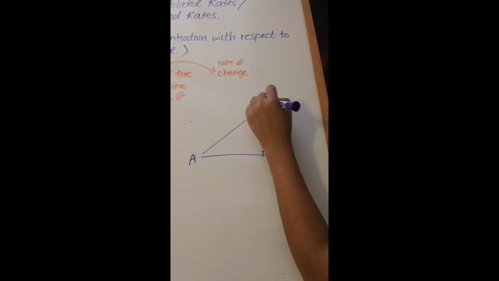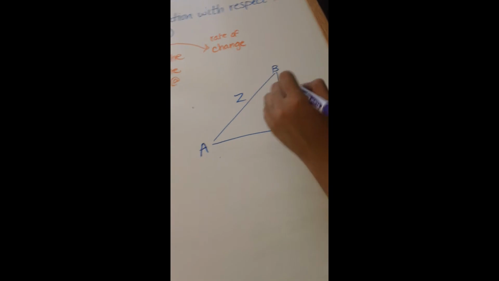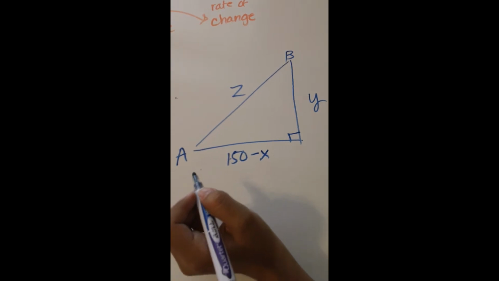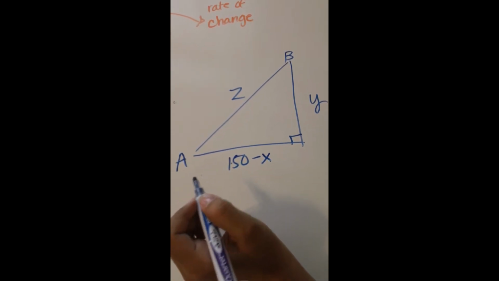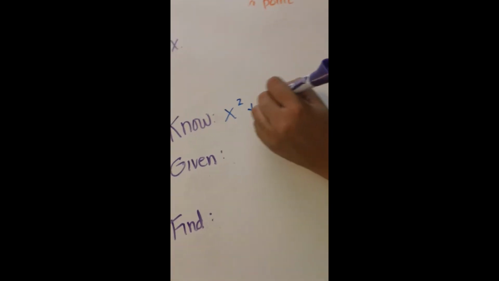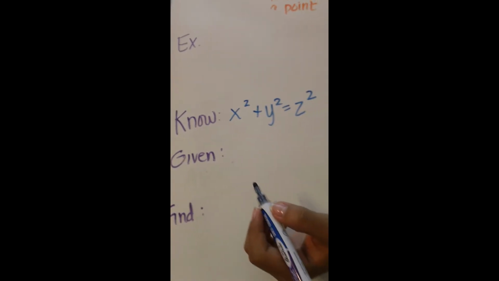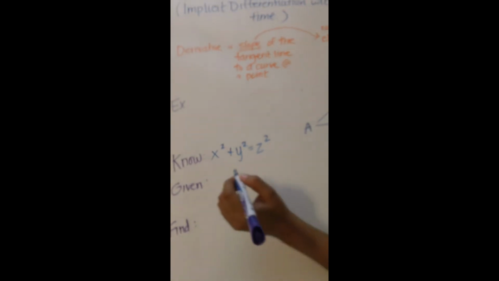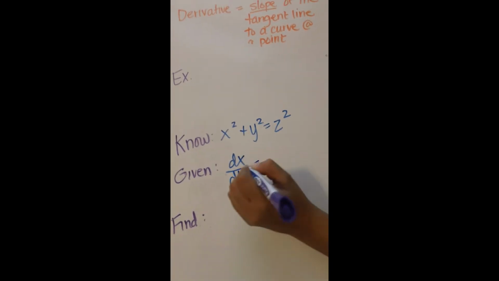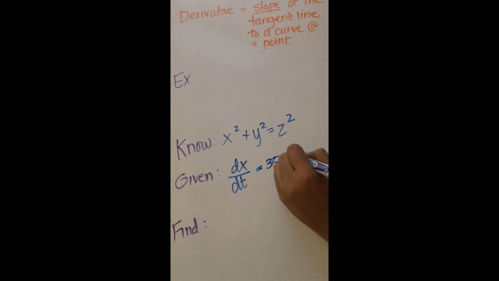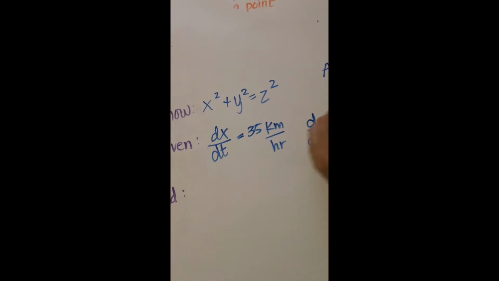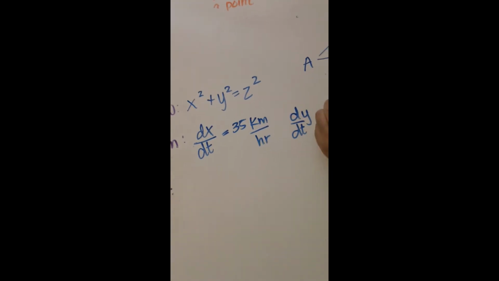Here's ship A, here's ship B. Call this one Z, call this one Y, and this will be 150 minus the X. Now, what do we know? Well, again, it's a right triangle, so x squared plus y squared will be equal to z squared. We're given that ship A, which has a distance of x, is traveling at 35 kilometers per hour. And ship B, which we'll call y, is traveling at 25 kilometers per hour.